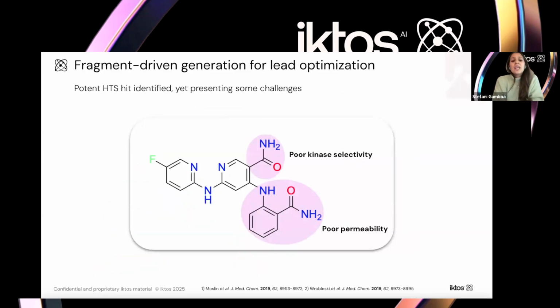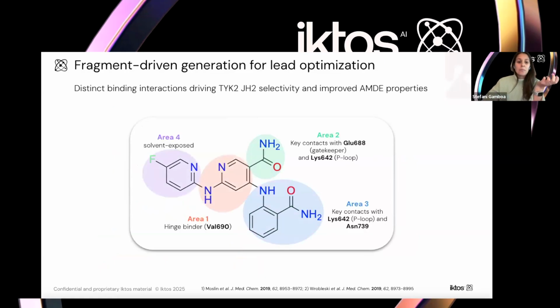However, a key limitation of compound 4 is selectivity. It displays activity on JAK1, 2, 3, and the TYK2 catalytic domain, which is not ideal for a clean TYK2 profile. Additionally, analogs of these lead compounds showed poor permeability as well.